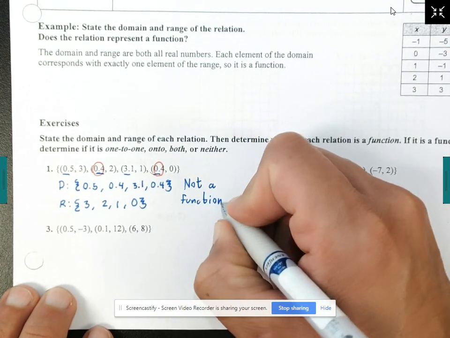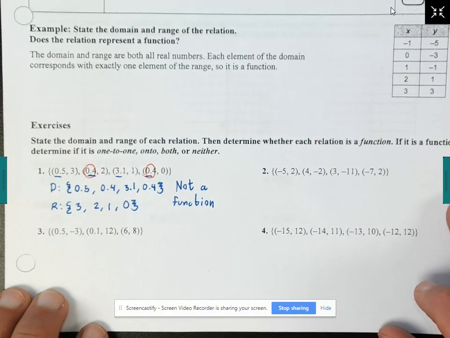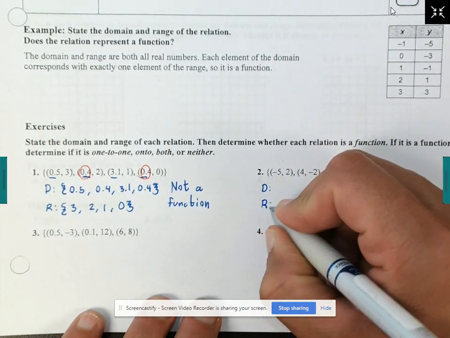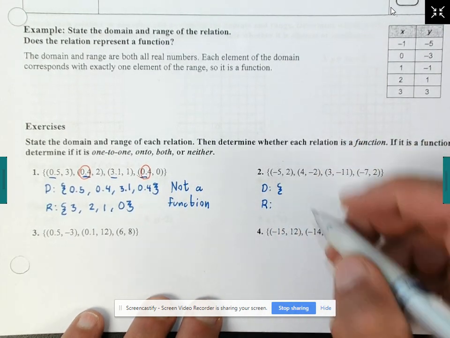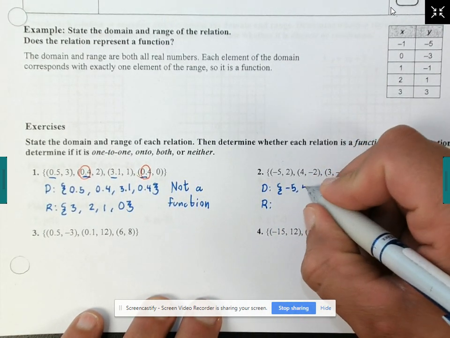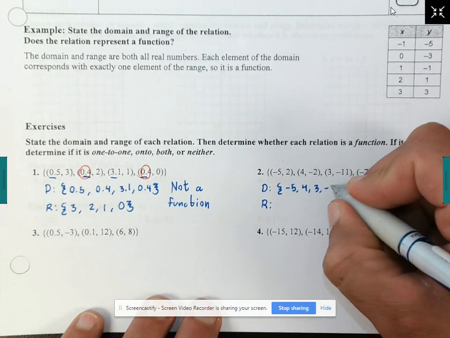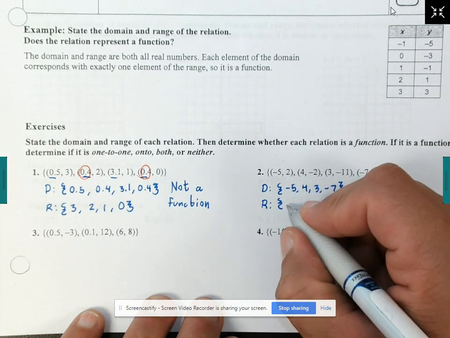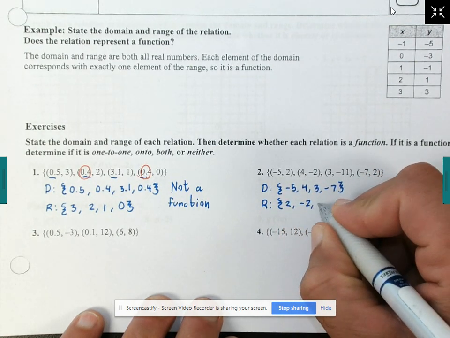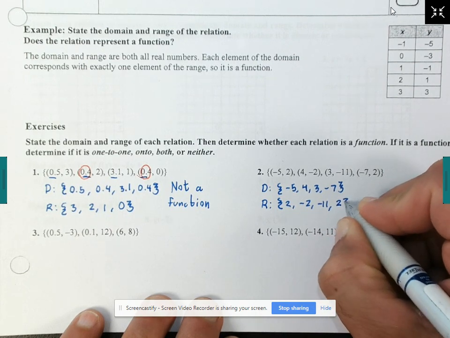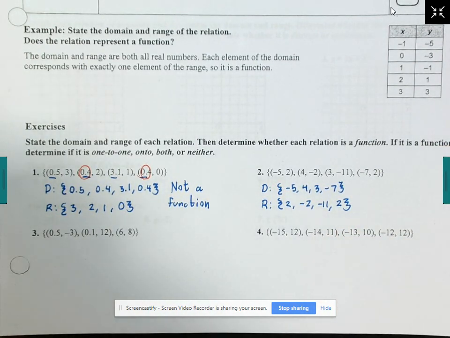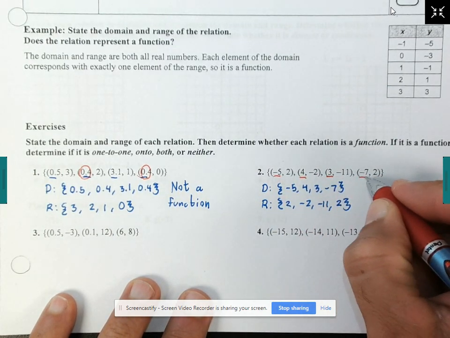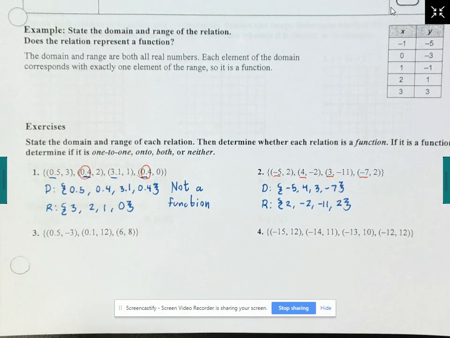All right, so let's go on to the next one. Again, let's start off by doing the domain and range. You've already done this before, so I'm going to go through this pretty quickly. Remember, the domain, if I give you a set of points, is you're just going to list all the x values. And for the range, you're just going to list all the y values. Now, this one right here is going to be a function, because the x's do not repeat. So this is definitely a function.